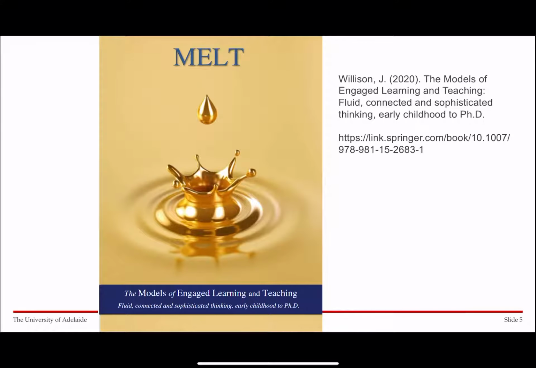So the reading for this week, which will be for the discussion, is on a book I just had published about a month ago called, I like to call it MELT, The Models of Engaged Learning and Teaching, and it's a much more general version of things like the critical reflection pentagon.